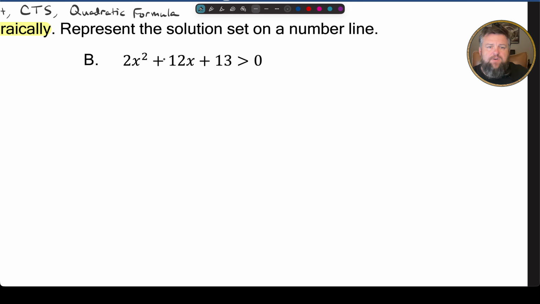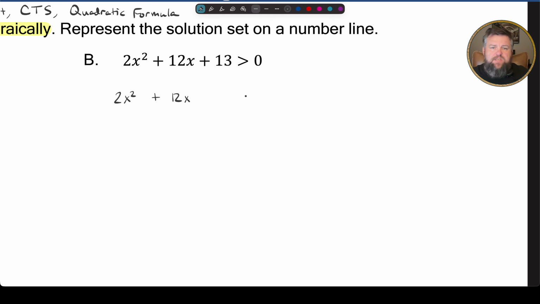Taking the square root involves not having a linear term here, so I'm just going to throw that out for now. I'm going to choose to go with completing the square, because the quadratic formula actually comes about by completing the square as it is. So let's go ahead and take the 2x squared plus 12x. We're going to leave it how it is.